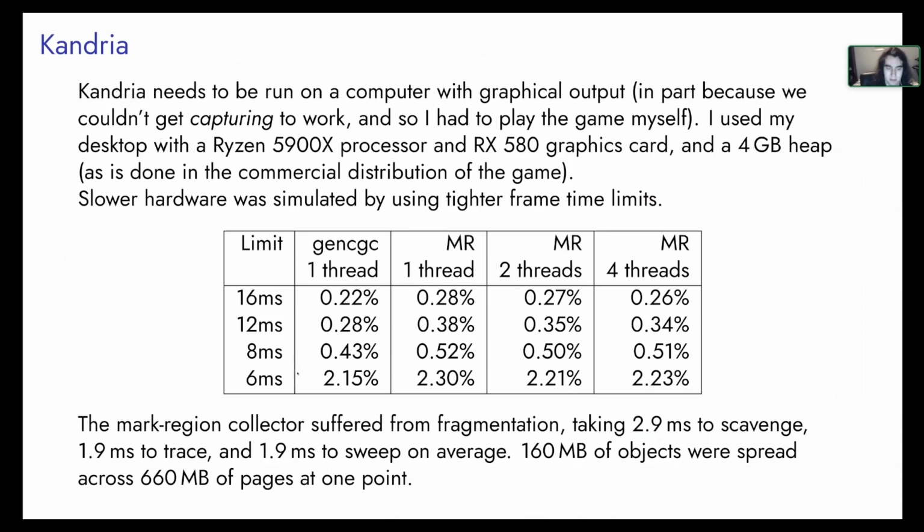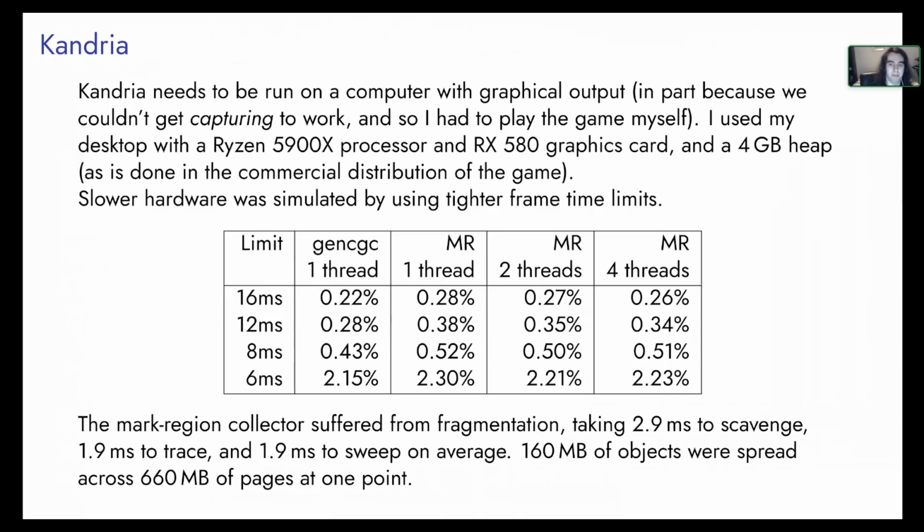As we can see here, the copying collector still outperforms mark region, even with, say, 4 threads. In this case, the mark region collector did suffer from fragmentation. It took a lot of time to scavenge and a lot of time to sweep, relatively speaking. 160 megabytes of the objects in the old generation were spread across over 660 megabytes of pages at one point, which is quite a lot of lines that it has to look through in order to check if there are any dirty and old cards, as we had mentioned.